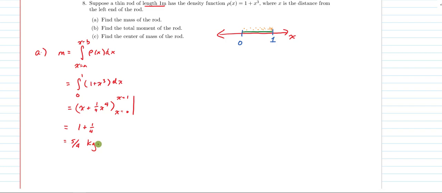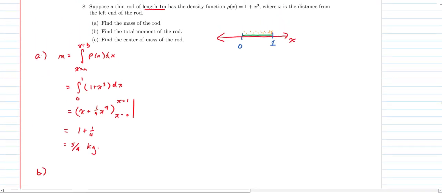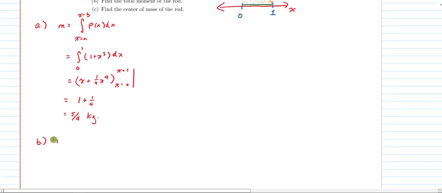So nothing new here in that we're just evaluating a simple ordinary integral, but we are interpreting that as the mass of this system. Now, what's a little bit more complicated is now we're asked to find what's called the total moment. And for total moment, we're using the capital letter M here.